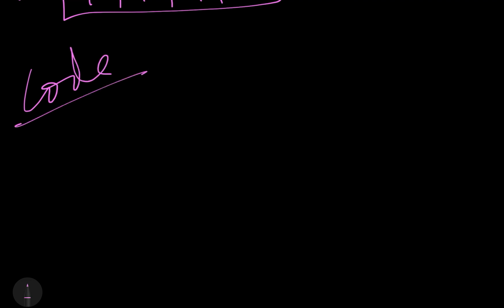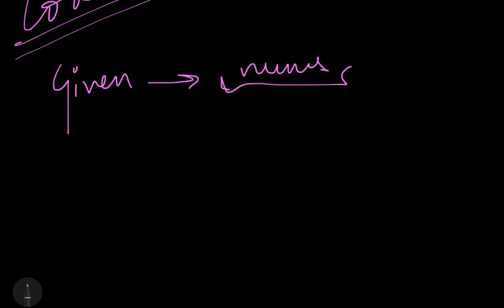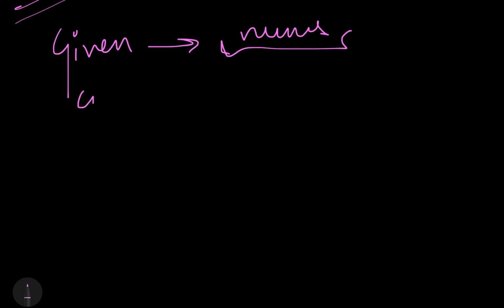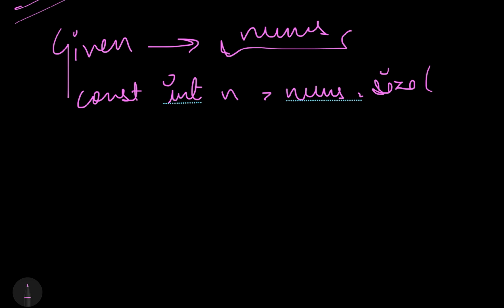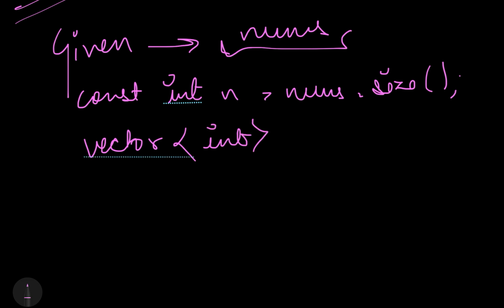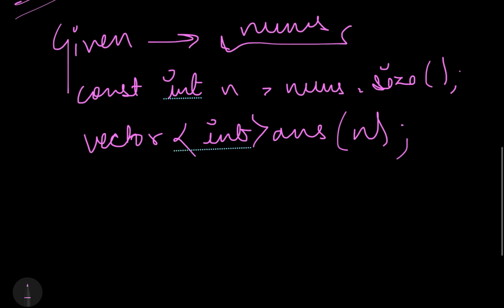Now how we'll solve this using code, how we'll write it, let's see. So what we have been given is a nums array. Then we can simply define our variable n in which we'll store the size of that nums array. Then we'll define our answer vector which will be of the same size as our nums array.